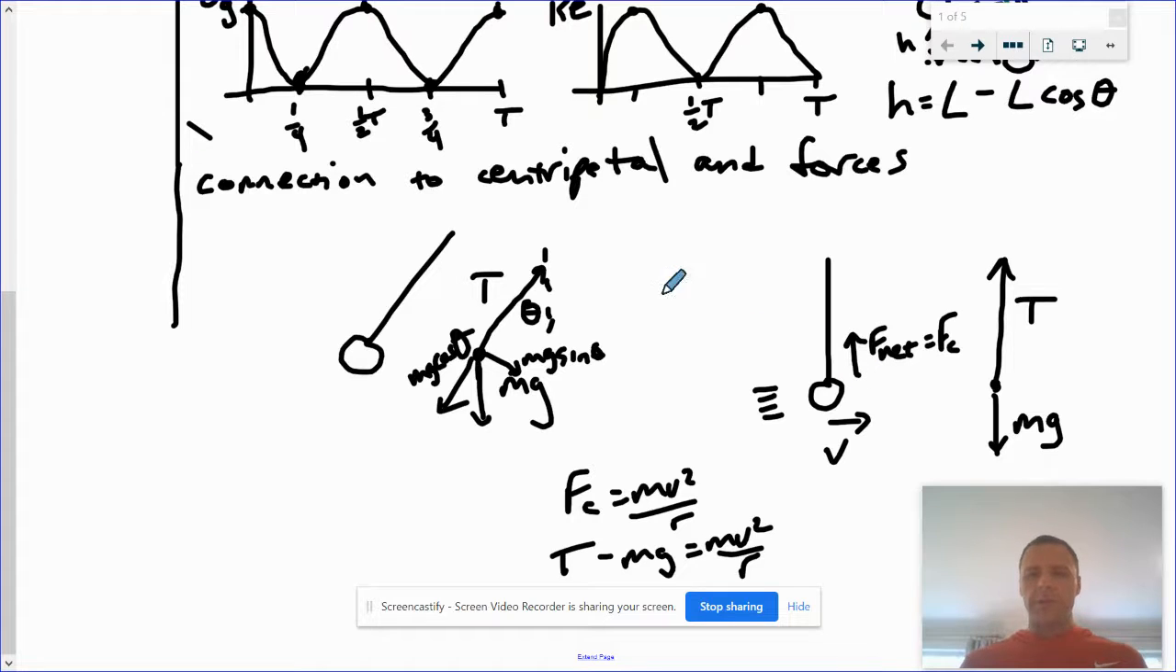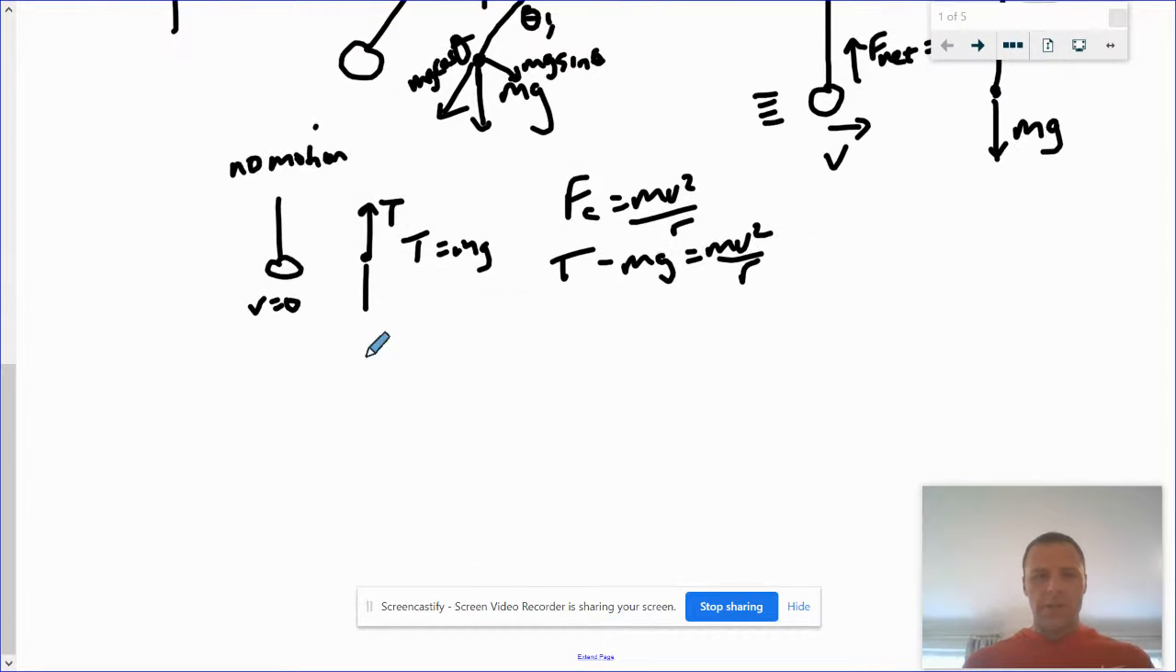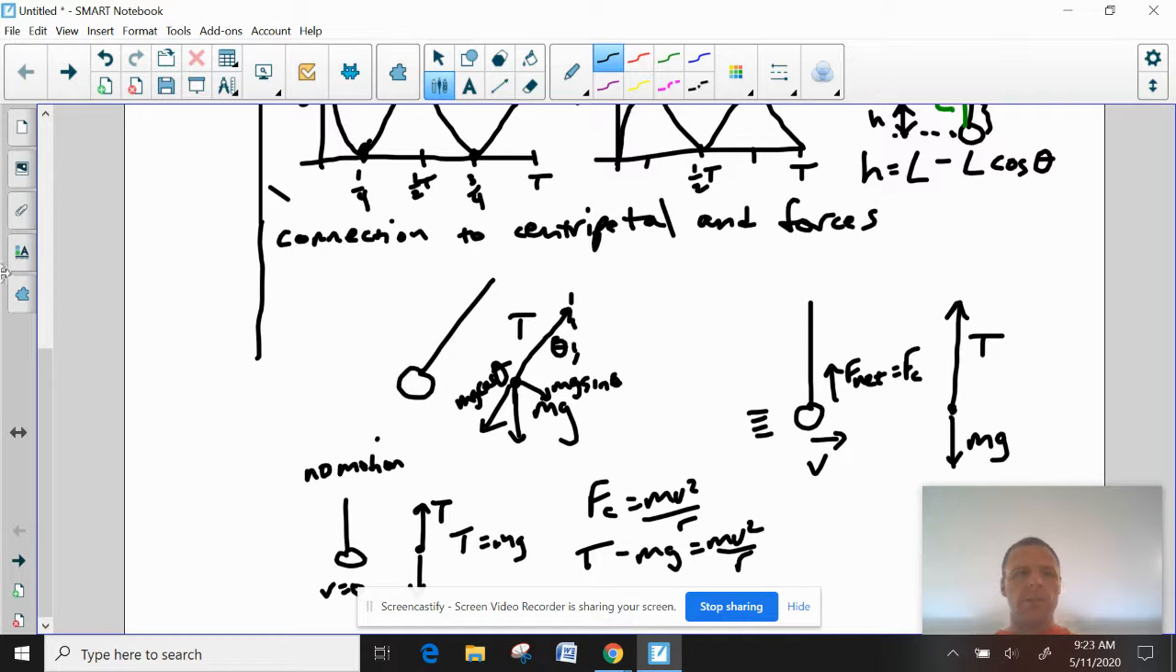And one final note, if the pendulum were just to stop, the free body diagram would be different. The tension would equal mg. My mg got lost a little bit there. So the tension would equal mg. So those are some basic things about the simple pendulum.